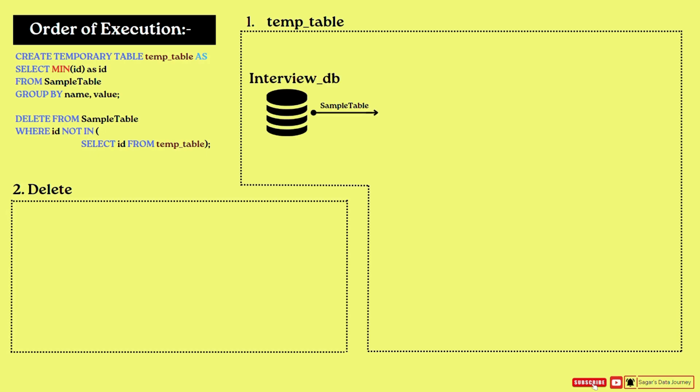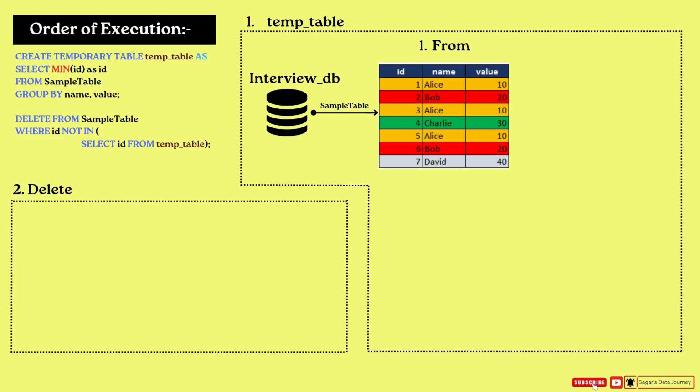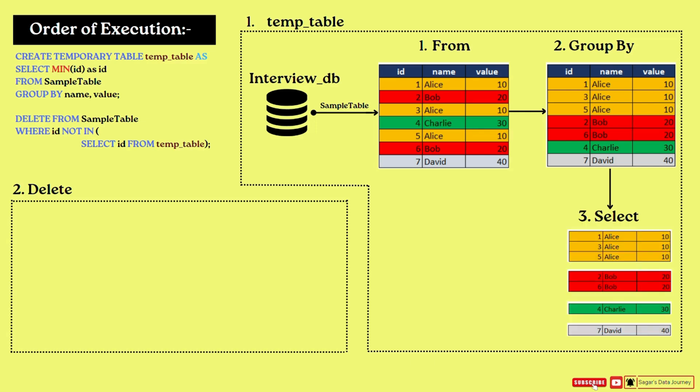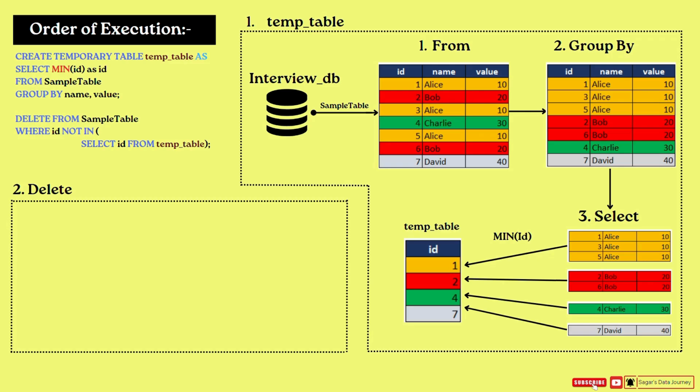When we execute our first query, that is create temporary table, the sample table from the interview DB will be kept under the execution. This is the first order of execution for this query. In the second order of execution, the group by clause will group the records based on the name and value columns. In the third order of execution, the select clause will select the record from the group where id is minimum in the group and generate the result table, which will be stored inside a temporary table.